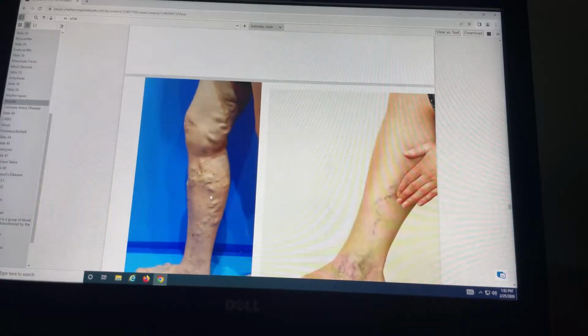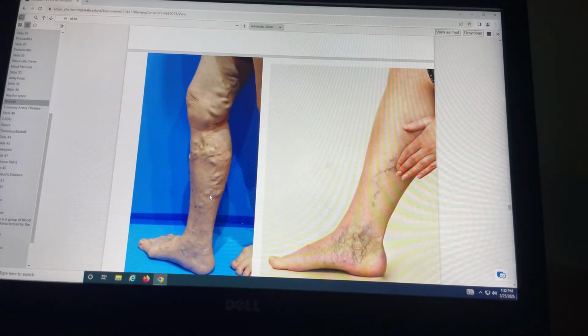So you can do the compression socks. Compression definitely helps for sure, because it helps squeeze those veins so that the blood can't pool in them and stretch them out, right? It's like squeezing them and forcing the blood to move on.